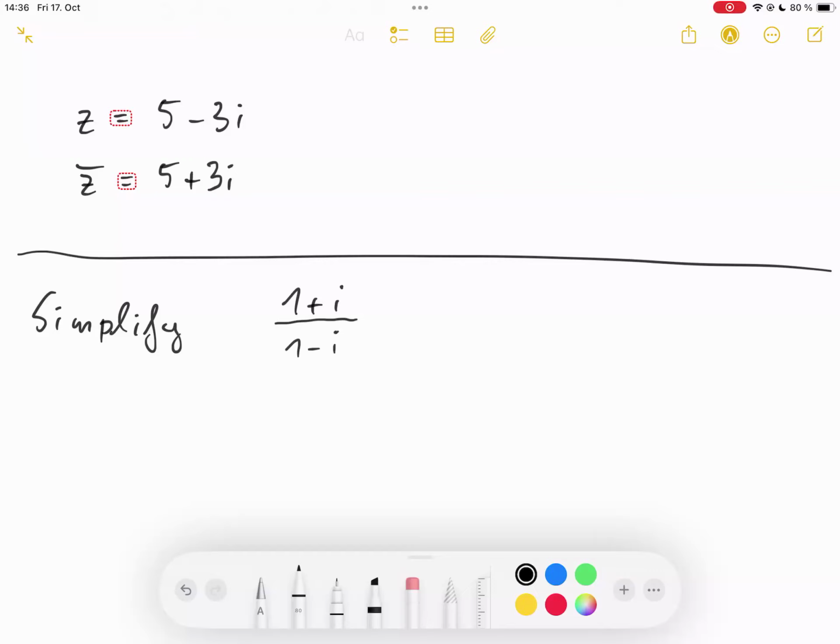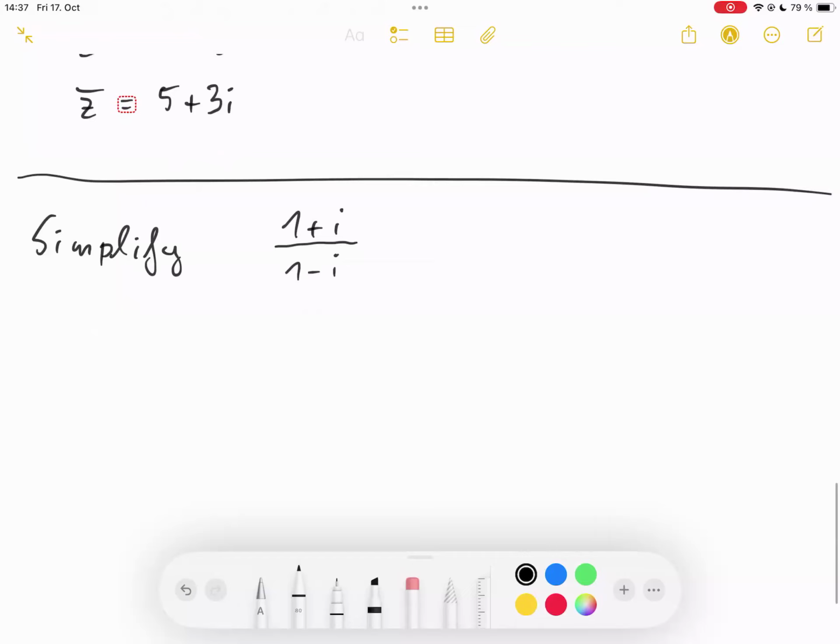Does any one of you have an idea, without looking into the slides, of how we could simplify such a complex number, or this division of two complex numbers? One student says to multiply by the conjugate, and that's correct. And we will see that this can actually be simplified very well. So we have our 1 plus i divided by 1 minus i.